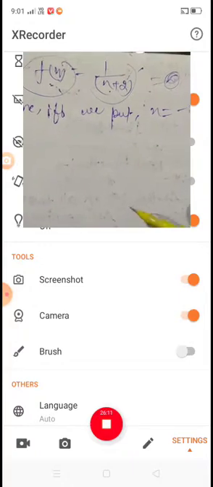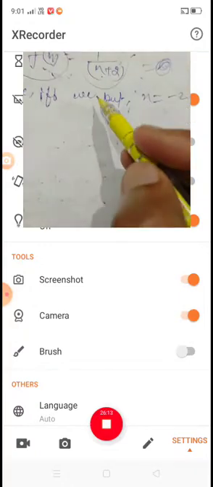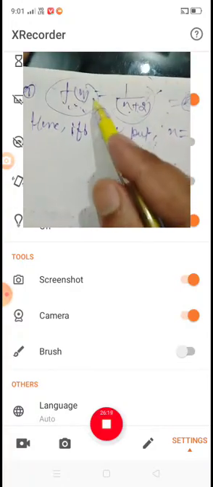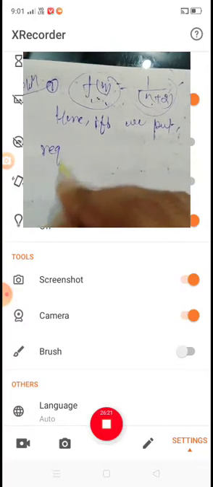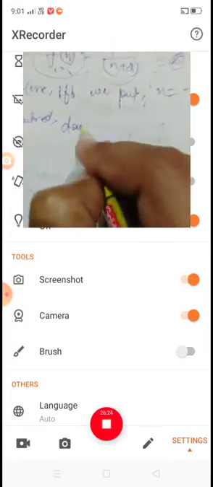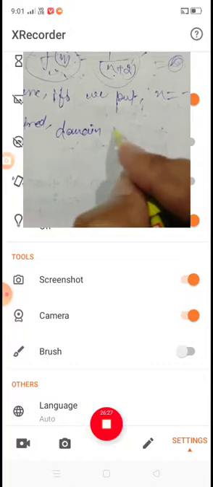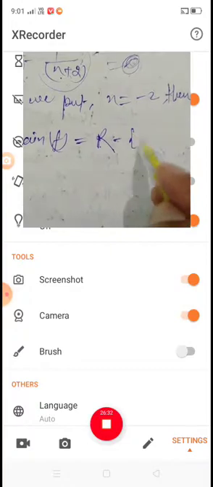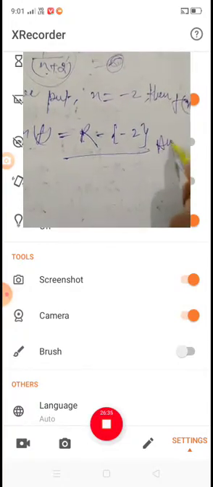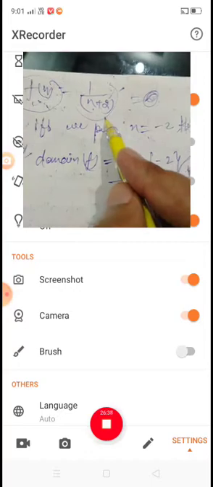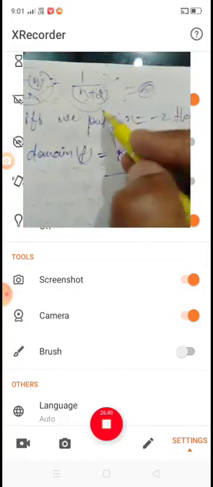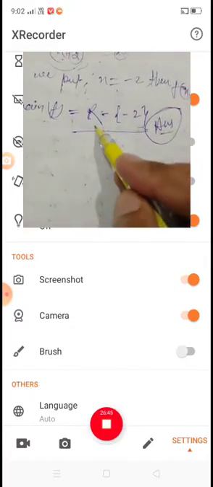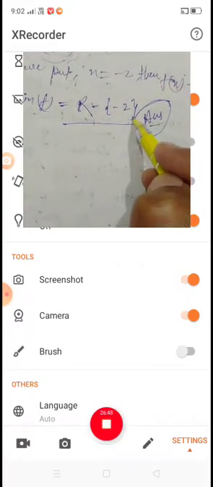The domain of a real function is the set of all real numbers for which the given function is meaningful. So the required domain of the given function is the set of all real values except minus 2. This is your answer, because at x equal to minus 2 that function is not defined. So the domain is R minus {minus 2}.